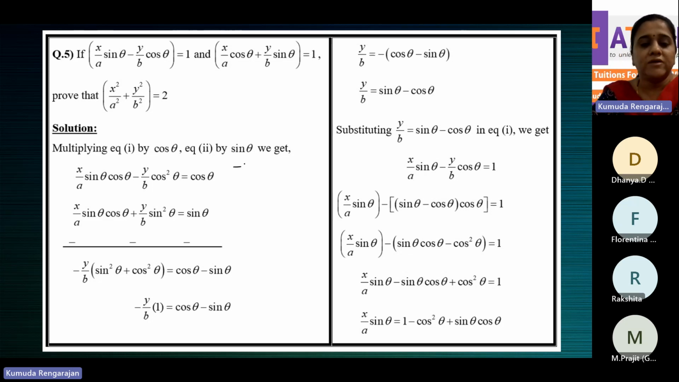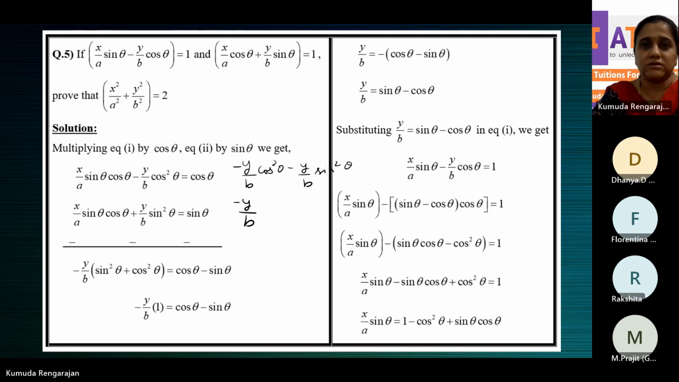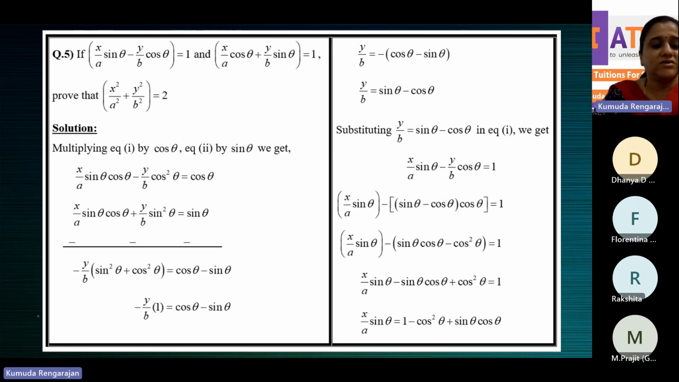Okay, so I'll tell you. So minus y by b cos square theta minus y by b sine square theta. This is what we have. So minus y by b is common. In the bracket, you will have cos square theta minus, and outside, minus into plus is minus, so sine square theta in the bracket. I'll write it neatly. One second.